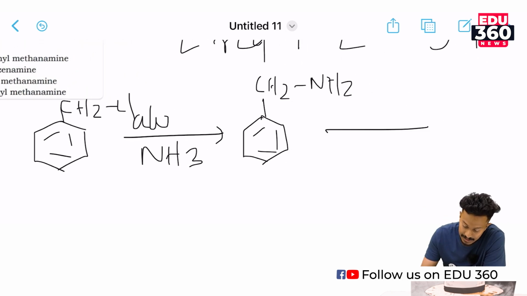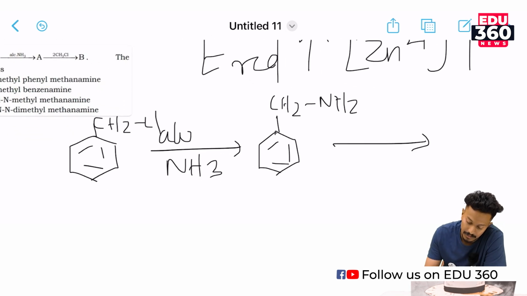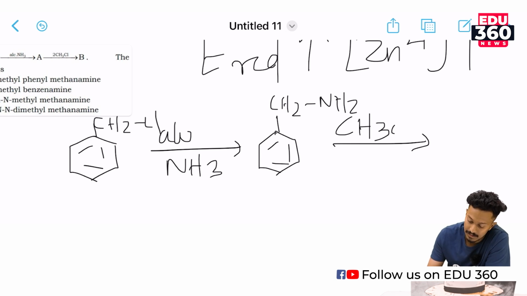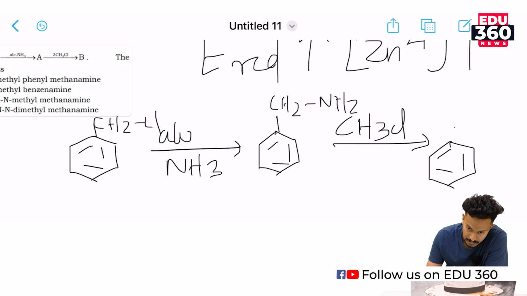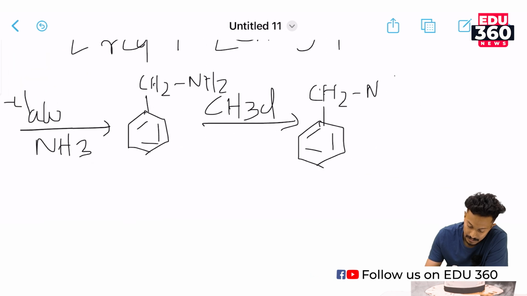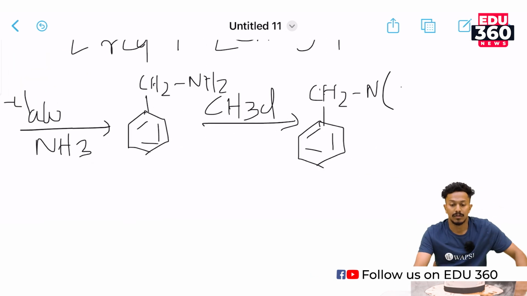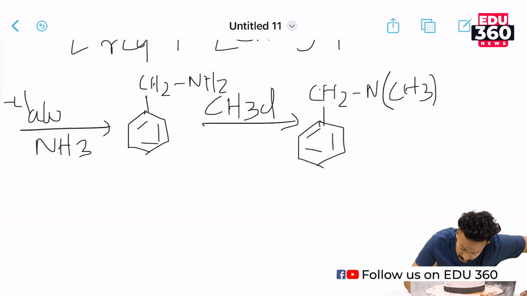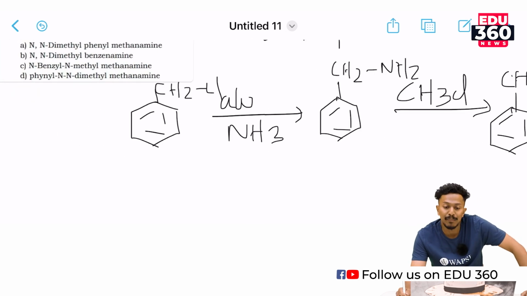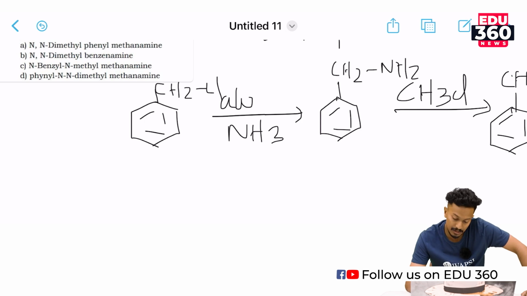And with this, when treated with CH3Cl, am I right? Yes, CH3Cl. We get ammoniacal CH2N with CH3 twice, which is N,N-dimethyl phenyl methanamine, right?